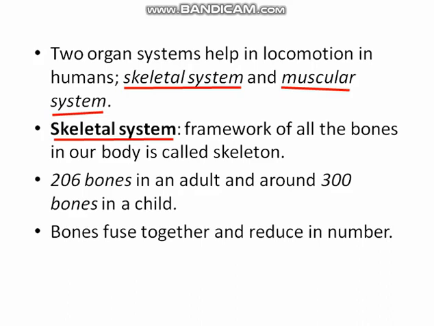When we talk about an adult human being, it has 206 bones. While when we talk about a child, it has around 300 bones. Why does this number of bones decrease with time? It's because these bones fuse together and their number is reduced. So this is why the number of bones is less in an adult as compared to a child.